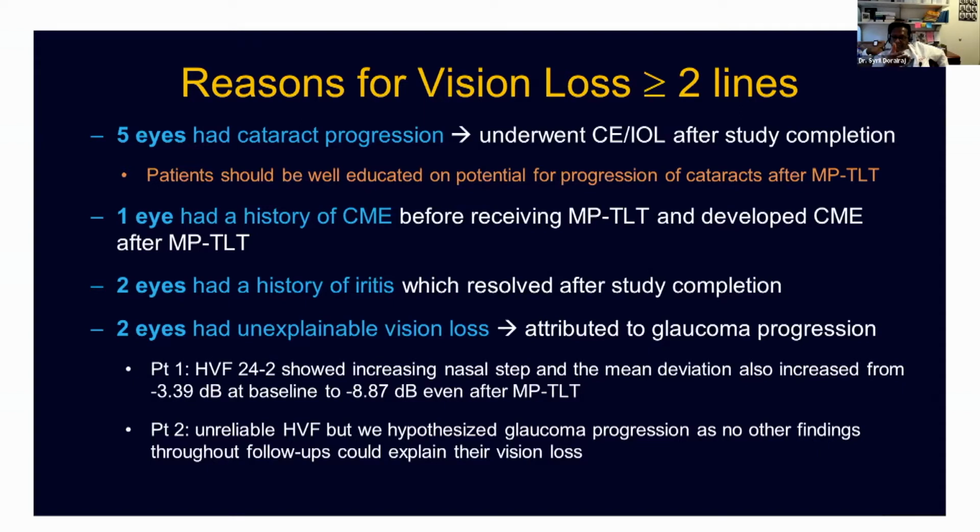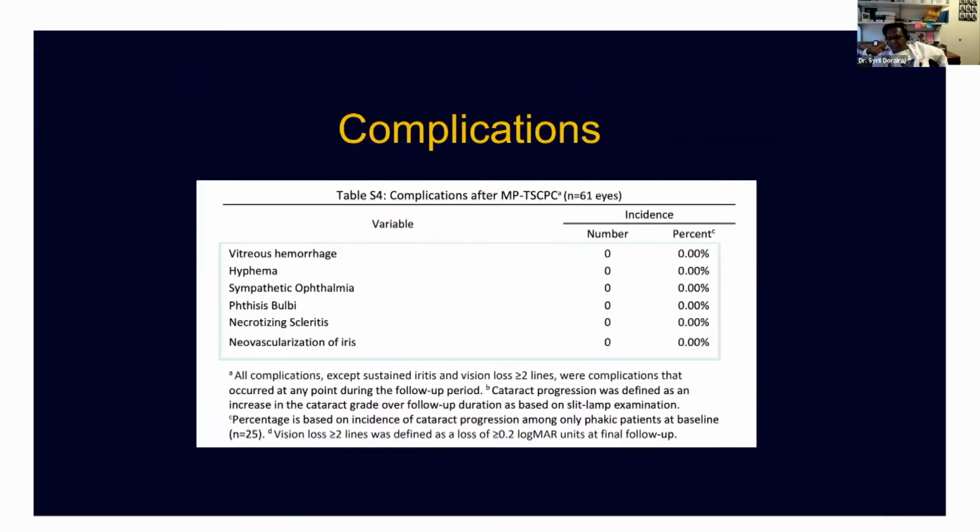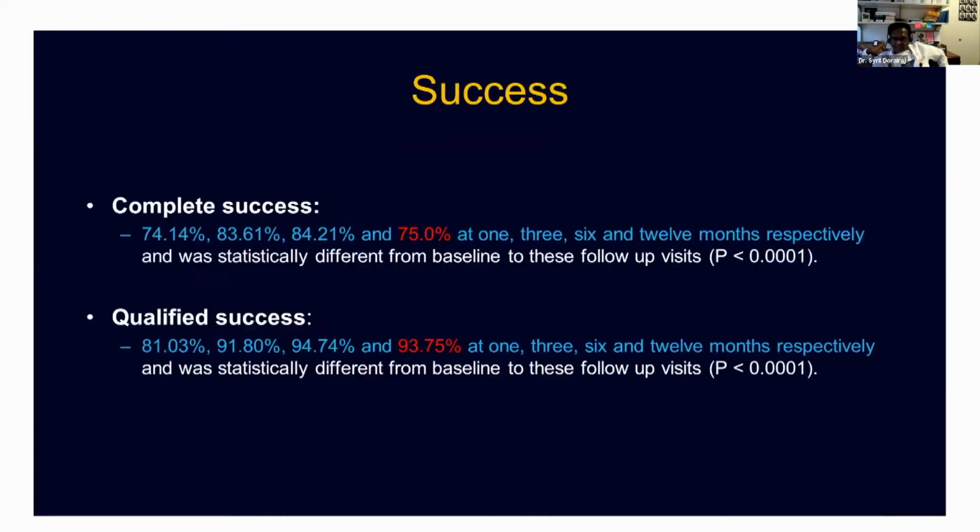Though they had a good outcome in terms of reduction in intraocular pressure, we did notice some changes of cataract progression. One patient had a CME, 2 patients had iritis, and 2 patients had progression of glaucoma, but no major complications. If you compare with tubes or other procedures, none of those major vision-threatening or blinding complications were seen in our patient population.